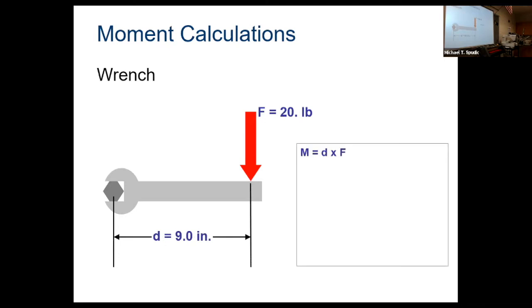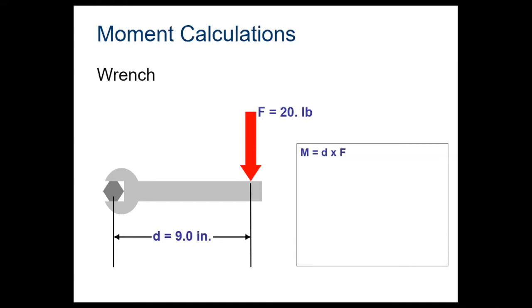So is the answer going to be 20 times 9? No. The answer would not be 20 times 9. Why not? Somebody blurt it out. Don't put it in chat. Why am I not going to do 20 times 9 to get my moment here? What do I measure in? What did I just have a whole lecture about mechanics? What do they measure in?